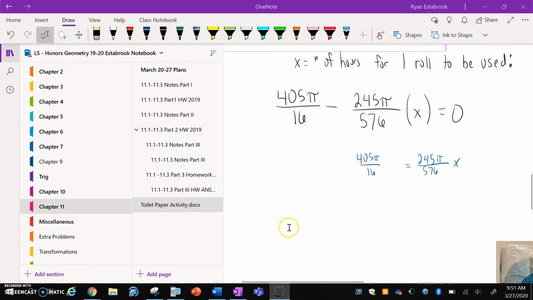If you're wondering how Claire came up with that answer, I set up an equation like this. This is the amount of volume we had at the beginning in inches cubed minus the rate that it is disappearing, or that we're using it, times x. So this would be inches cubed per hour times hours, where x is the number of hours for this one roll to be used up to get us back down to 0. So then if we solve this equation, we would add this to the right-hand side and then multiply by the reciprocal of this to get x by itself.